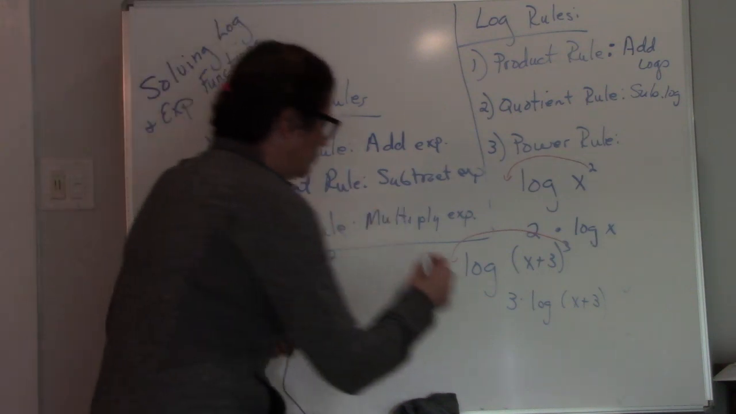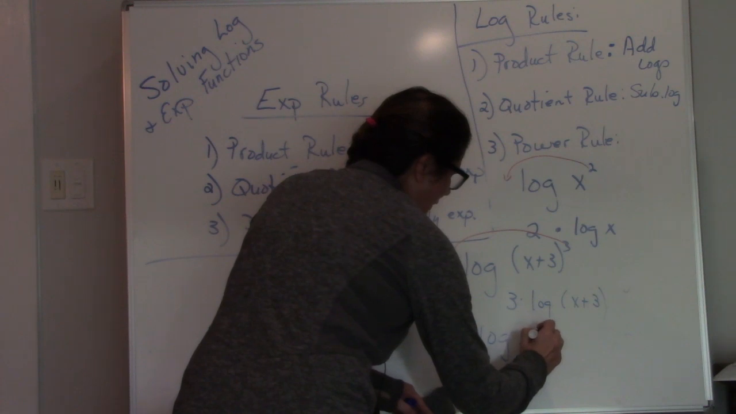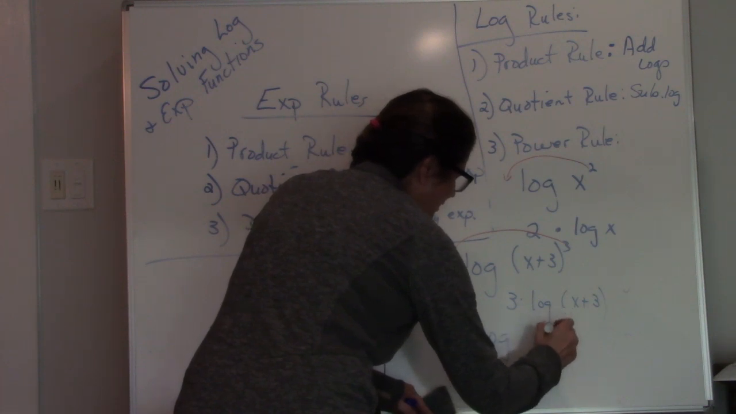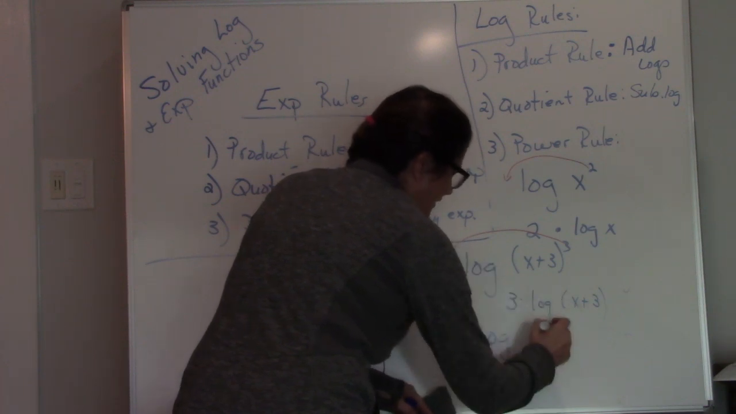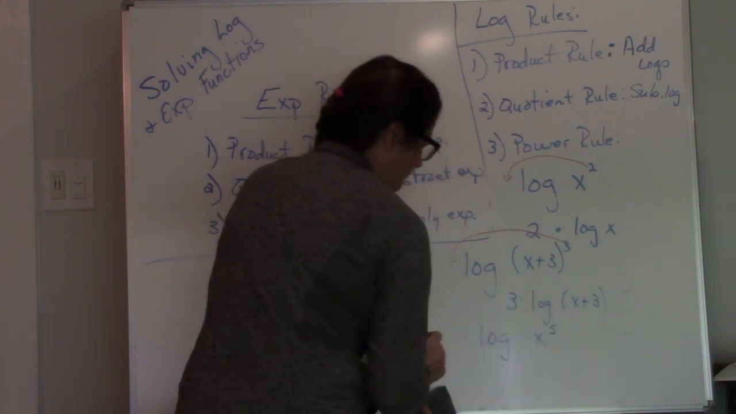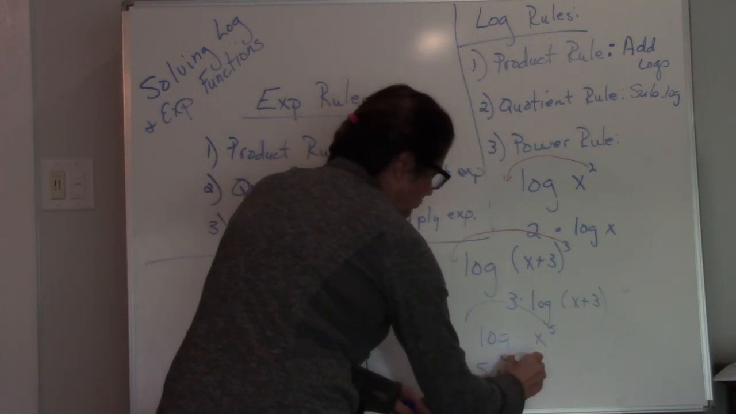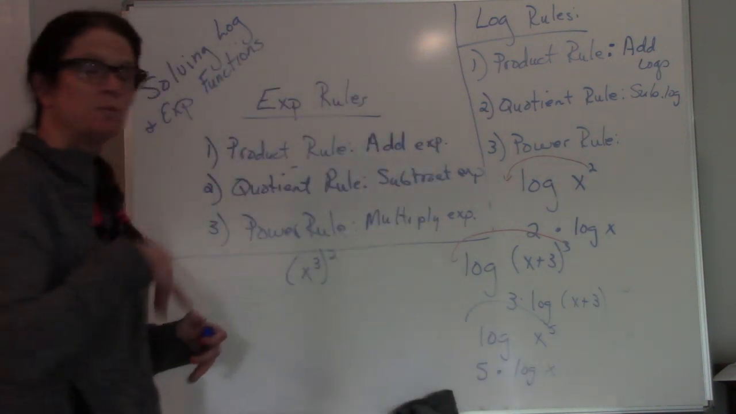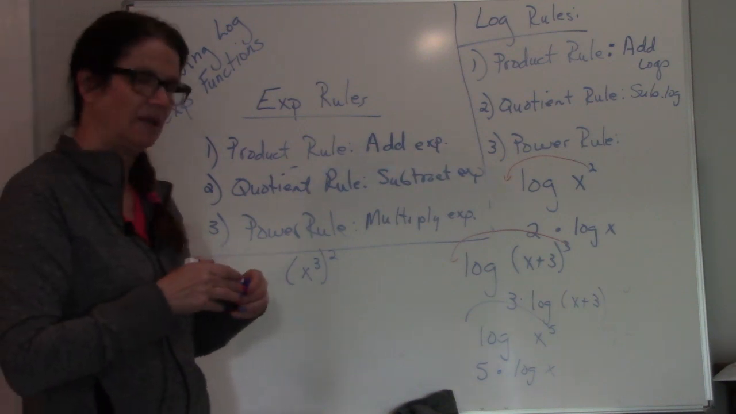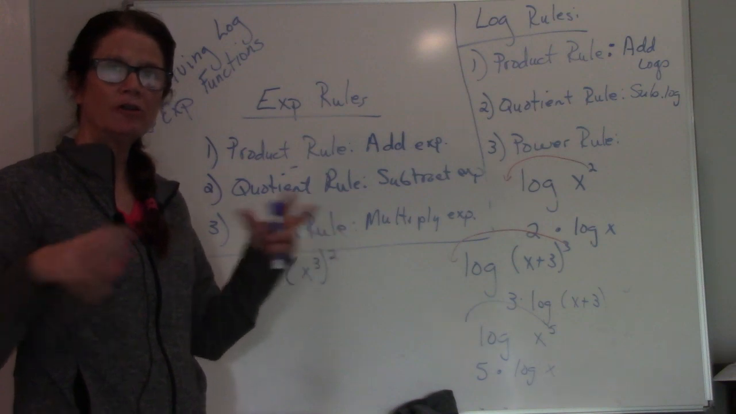All right, let's try one more. Log of x, I'm going to mix it up on you a little bit. I'm going to give you more room. X to the 5th power. I take my 5, I bring it to the front, and I multiply. So the 5 gets peeled off and put to the front, and then I multiply. So those are the rules. Next video, we're going to put all the rules together.